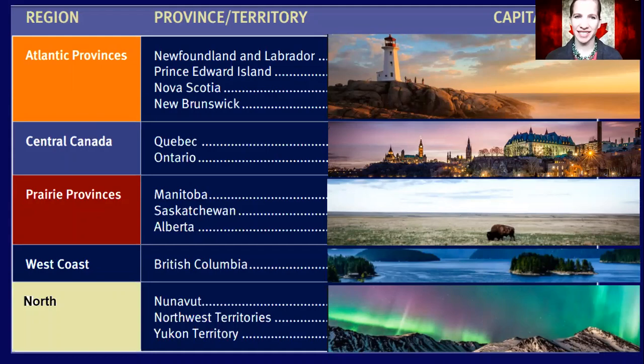Atlantic provinces include Newfoundland and Labrador, Prince Edward Island, Nova Scotia, and New Brunswick. What are the Atlantic provinces? Newfoundland and Labrador, Prince Edward Island, Nova Scotia, and New Brunswick. Isn't it beautiful? It's so beautiful.